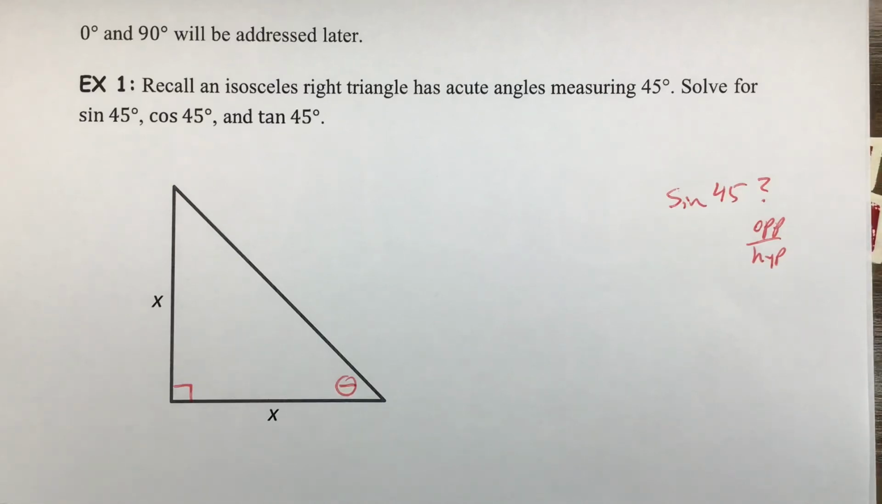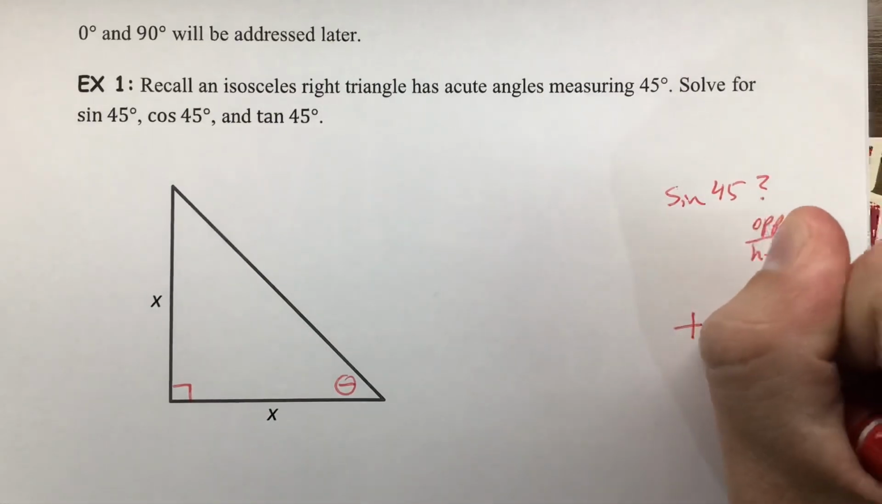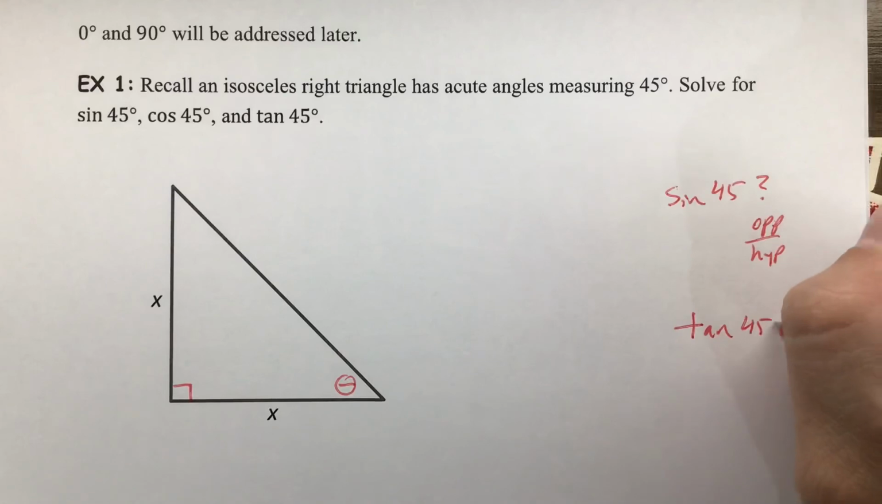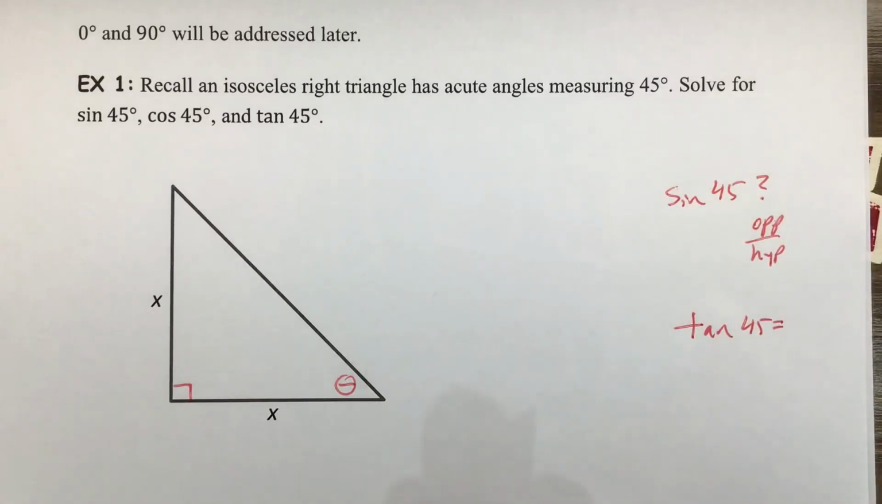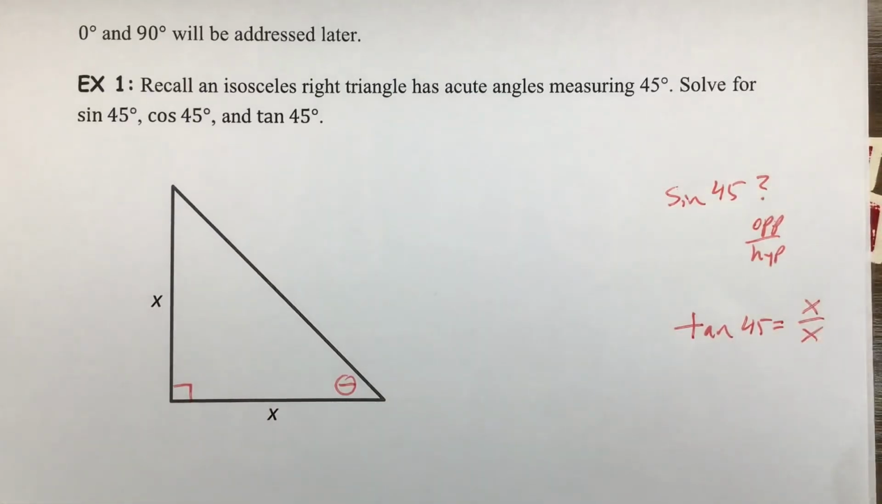That does mean, though, we can answer one question. I'll just put it over here. The tangent of 45 is pretty straightforward. The tangent of 45 is the opposite over the adjacent. So if I take x and I divide it by x, well, what's x divided by x?